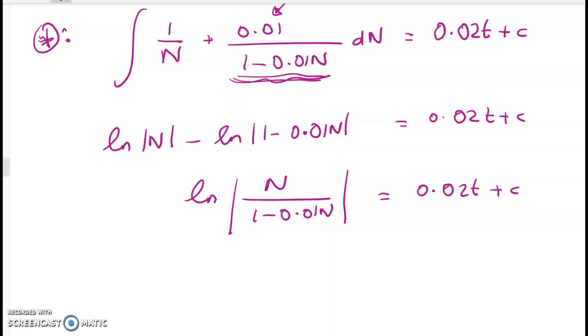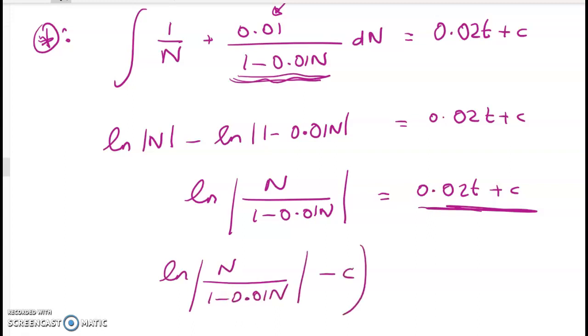Now, usually here I would do e to both sides, and I've actually done that in my worked solutions because we're so used to that, but I'm asked here to make t the subject. So that's not too bad. We're just going to rearrange stuff from this side, and we'll get the natural log of n over 1 minus 0.01n, minus c.